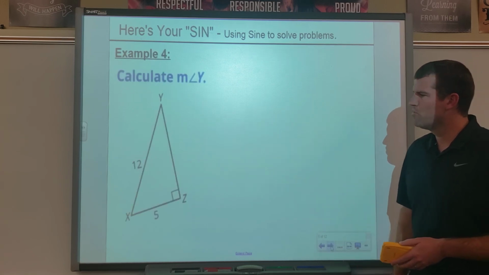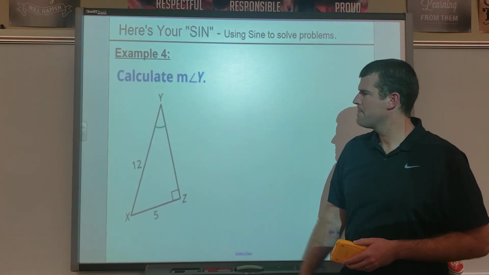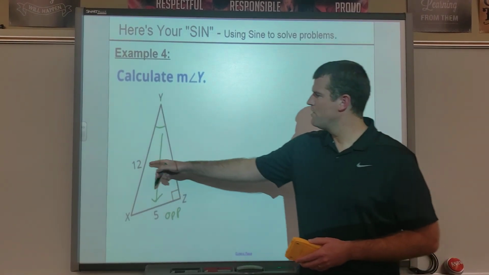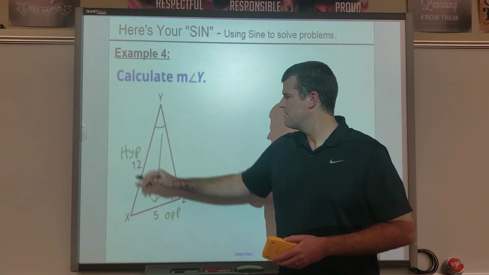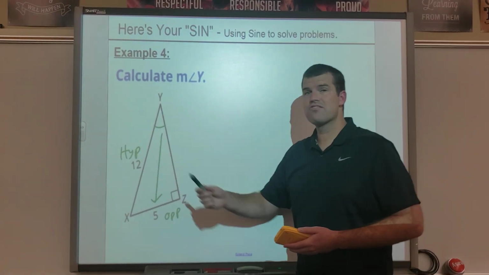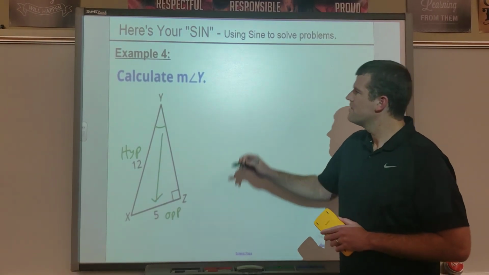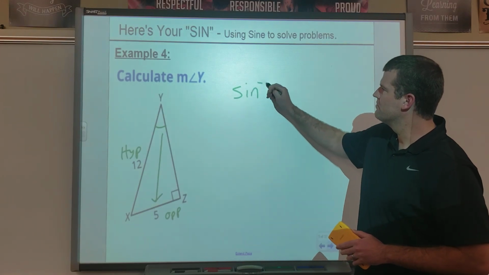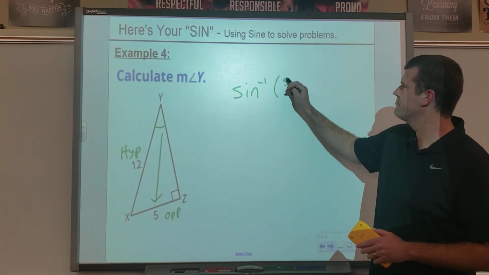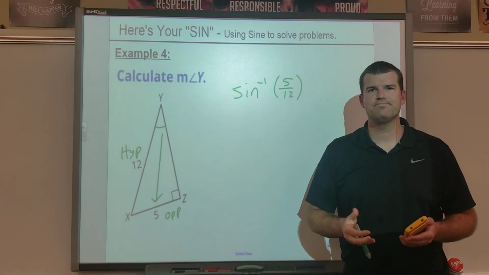All right, let's go ahead and do one more of these. We've got our angle is angle Y. That's the one we're calculating. We know that 5 is the opposite. We know that 12 is the hypotenuse. So opposite, hypotenuse, we know it's sine. We're finding the angle, so what type of sine do we need to use? The inverse sine. So I'm going to do sine inverse of opposite over hypotenuse. And why don't you go ahead and plug that in your calculator and see what you get.